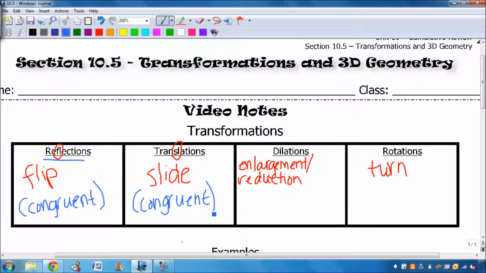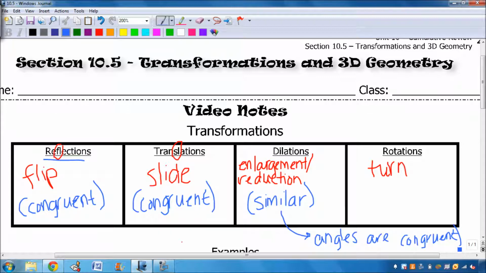But when you do a dilation, that's the definition of a dilation, the size changes, so it's no longer congruent. But the shape stays the same. It's the exact same shape, so the sides are proportional, which means that they are similar. One thing that's really important is if you have similar figures, the angles are always still congruent. And then if you have a turn, the size does not change. If you rotate it, it stays the same, so it's also congruent.